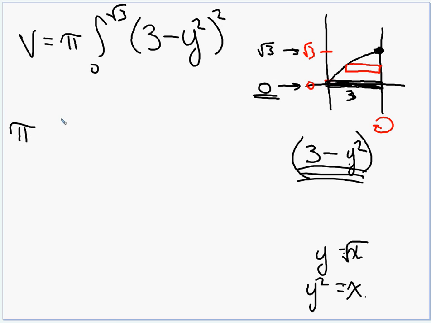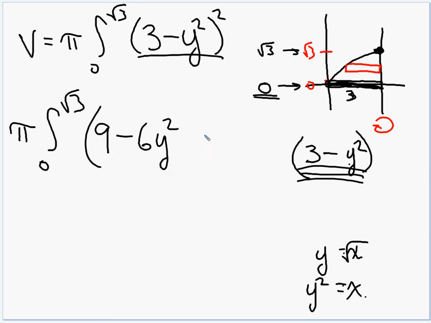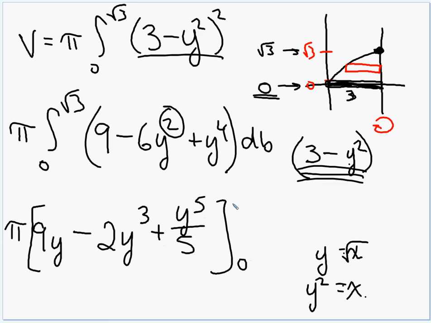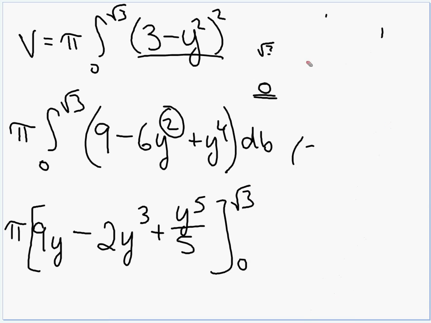Okay, hard part's done. Little algebra here. We're going to FOIL this out. That'll be a 9 minus 6y squared plus y to the 4th dy. We can now anti-derive. With respect to y, that'll be 9y, minus, raise the power by 1 up to 3, divide by the new power 3. 6 divided by 3 is 2. 2y cubed, plus y to the 5th over 5, from 0 to the root of 3.